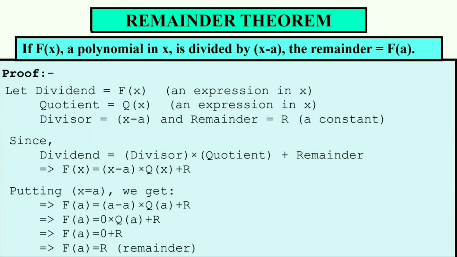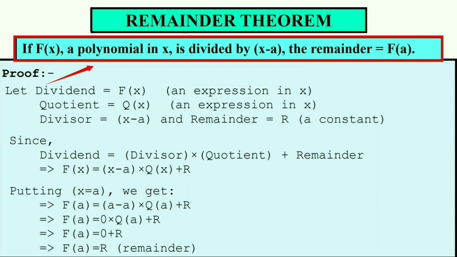So here we start the remainder theorem. Let's see what the remainder theorem says. Here the statement is, if f(x) is an expression in terms of x which is being treated as a dividend here, when it is divided by x minus a, the remainder obtained is equal to f(a). It means whatever value we get of f(a) during simplification, that becomes the remainder.